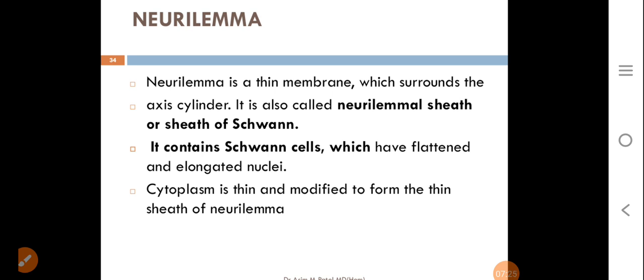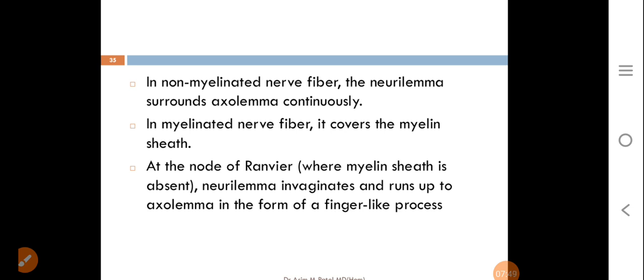The next thing is the neurilemma. Neurilemma is a thin membrane which surrounds the axis cylinder. It is also called neurilemmal sheath or sheath of Schwann. It contains Schwann cells which have flattened and elongated nuclei. Cytoplasm is thin and modified to form the thin sheath of neurilemma. In non-myelinated nerve fiber, the neurilemma surrounds axolemma, and in myelinated nerve fiber, it covers the myelin sheath. At the node of Ranvier, where myelin sheath is absent, neurilemma invaginates and runs up to axolemma in the form of a finger-like process.